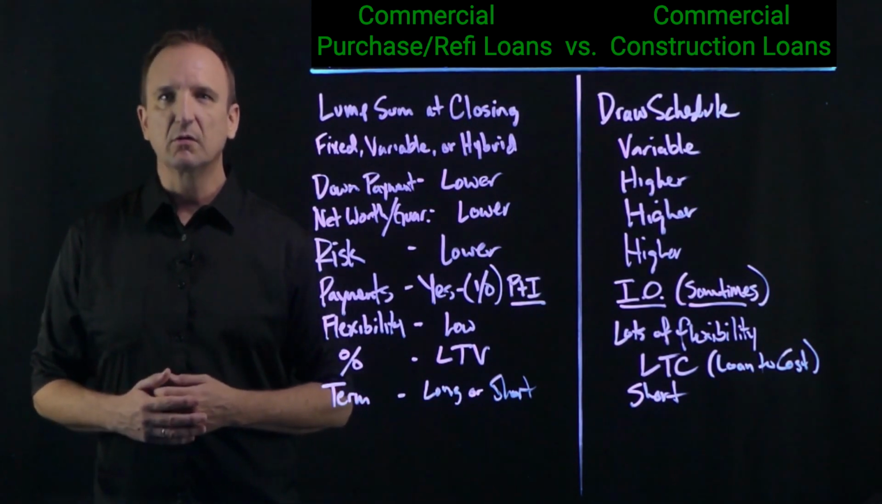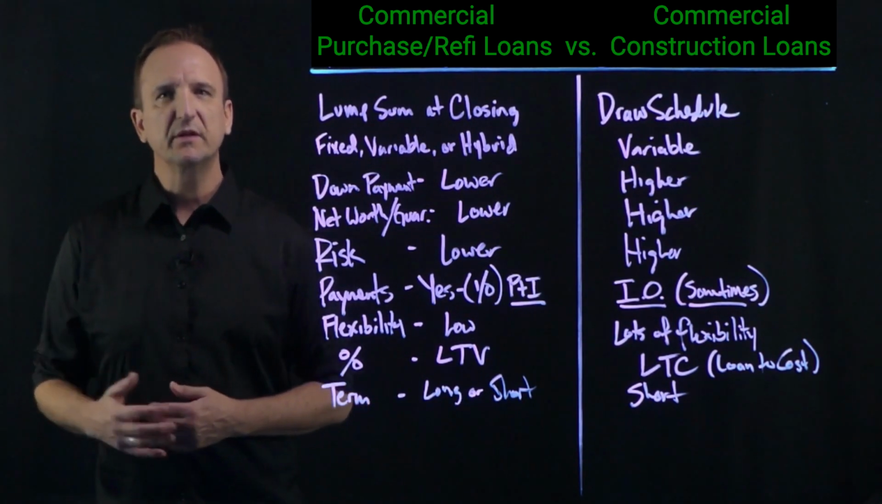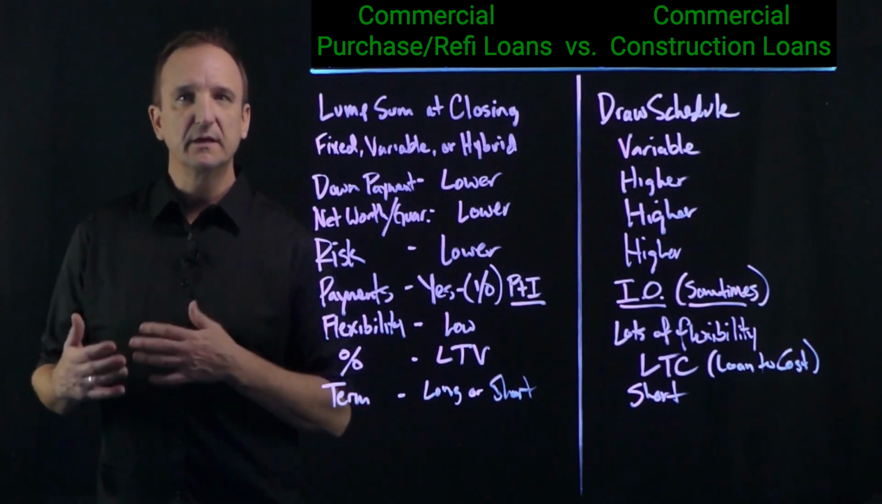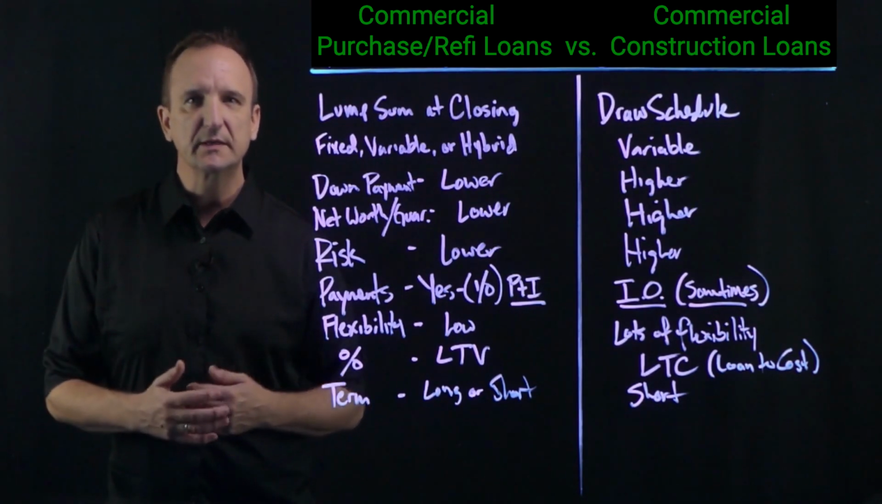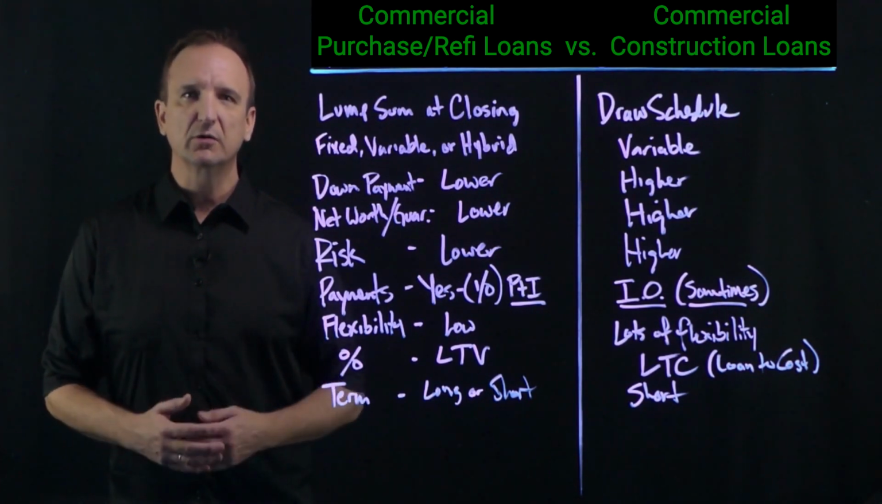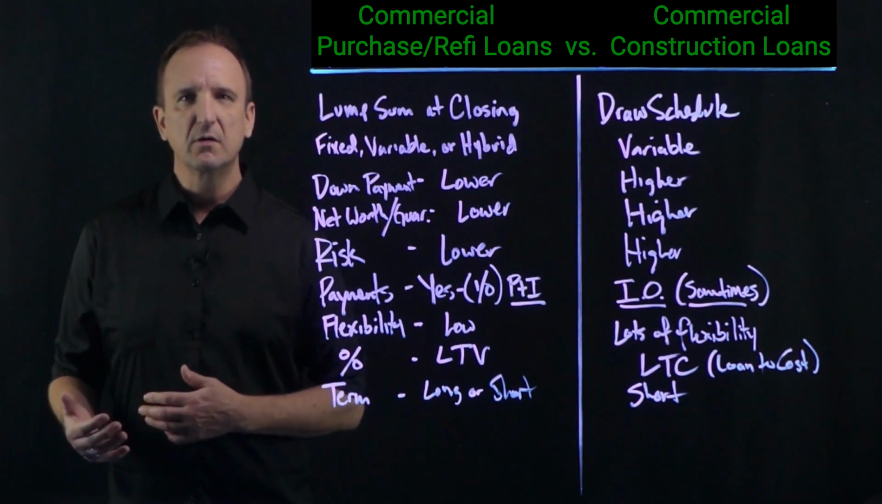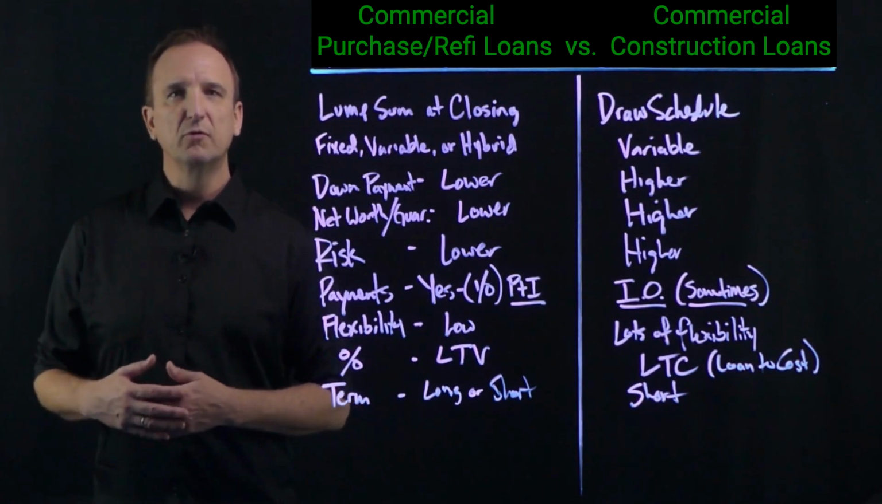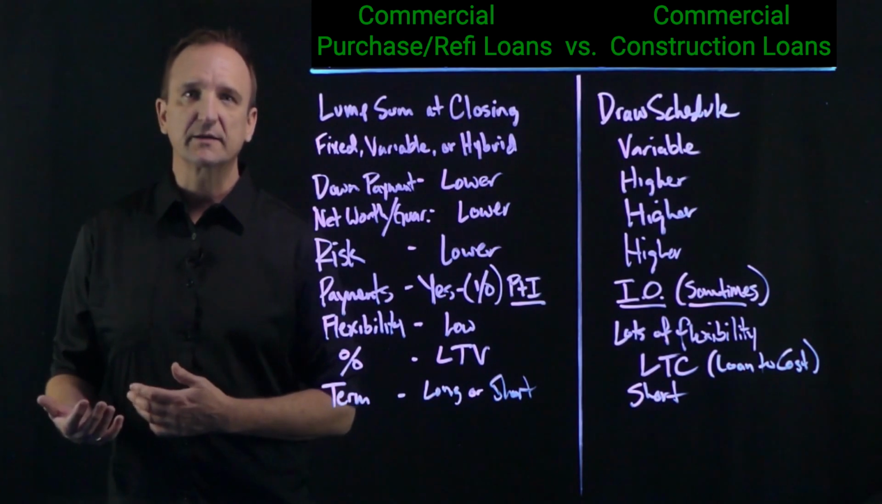Conventional purchase and refi loans can be either long or short-term loans. Construction loans are short-term loans. They are specifically designed to finance the construction of the property until it is complete and often leased up and occupied. But a construction loan is not designed to be a long-term loan. The lender who is financing the construction loan is typically wanting to be paid back through the process of refinancing.